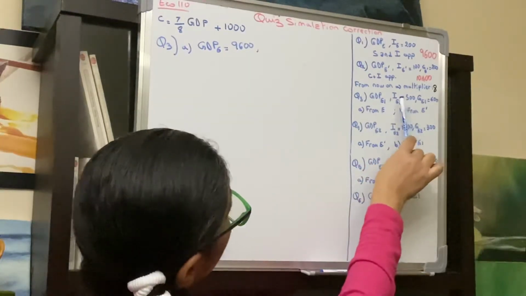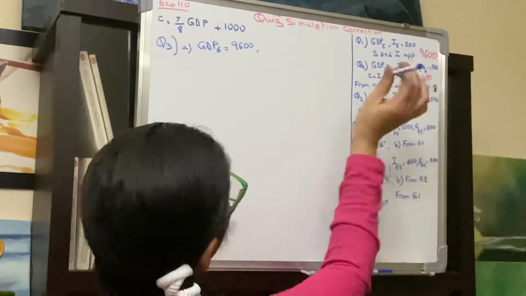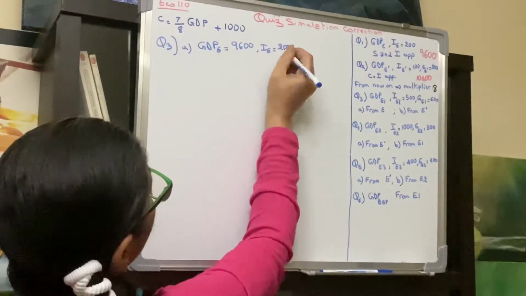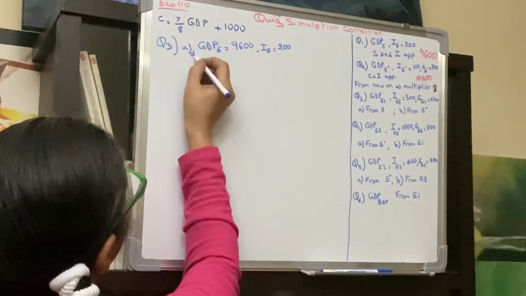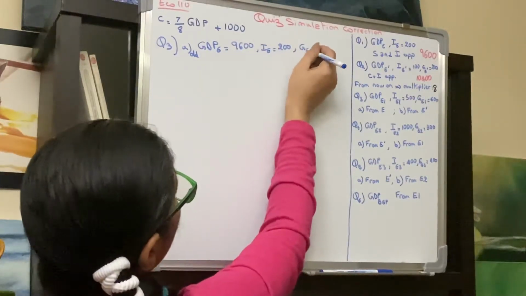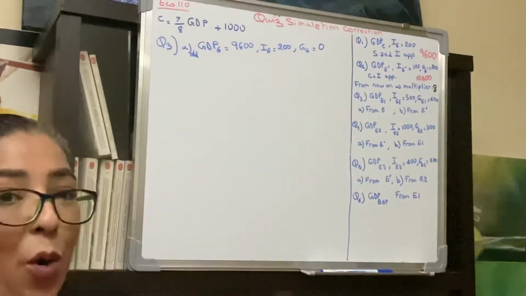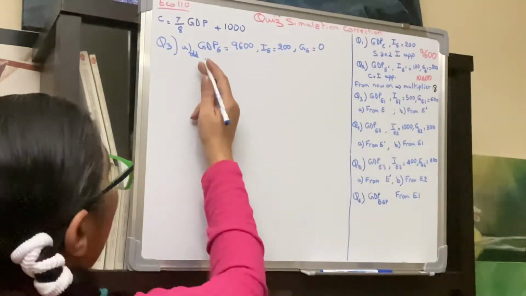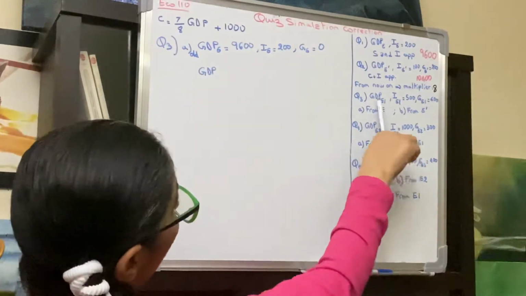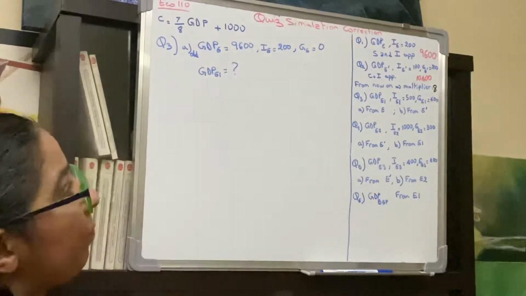I at E, where is E? E is here. I at E was equal to 200. So that's the old I, 200. G at E wasn't given, which means it was equal to 0. Okay? Now I write the new GDP here. So GDP at E1, that's what I'm looking for.